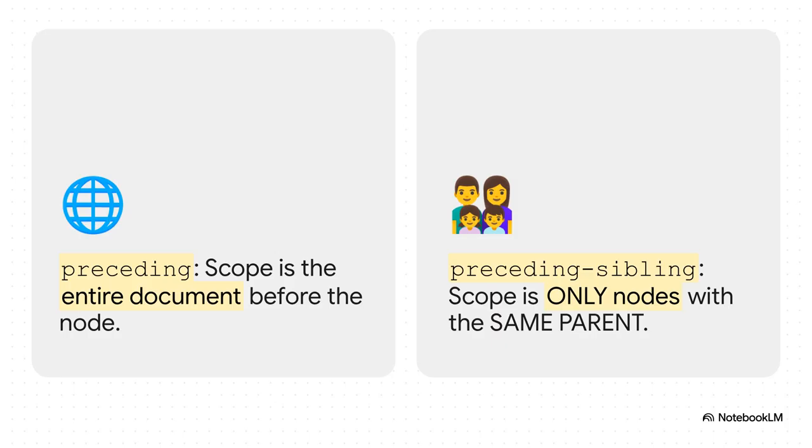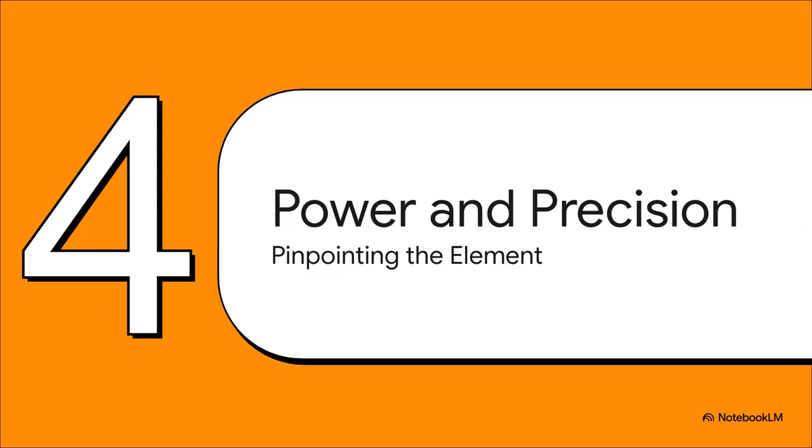It's simple, really. Preceding's scope is the entire document before your node. It's a massive search. But preceding sibling? Its scope is only the nodes with the exact same parent. And let me tell you, knowing that is the secret to writing selectors that don't break every time a developer sneezes. Okay, so this is awesome, but how do we take this power and use it to get even more precise? How do we pinpoint the one exact element we need?